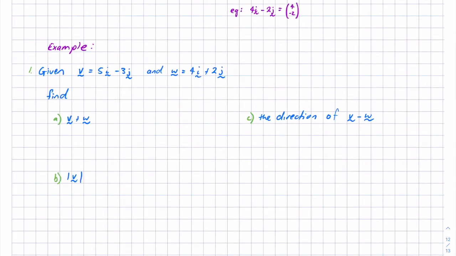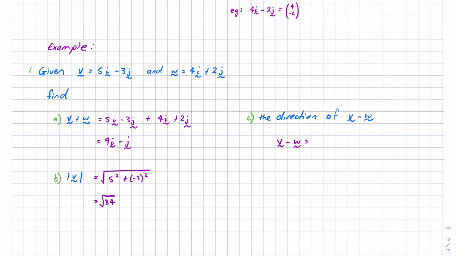So given that v equals 5i minus 3j and w equals 4i plus 2j, find v plus w. So that's pretty easy. There's our v, there's our w, and it's just collecting like terms. So 5i plus 4i is 9i, negative 3j plus 2j is minus j. So 9i minus j. The magnitude of v is exactly as we've seen before, Pythagoras' theorem. So we've got our 5 squared and our negative 3 squared, so that's root 34.